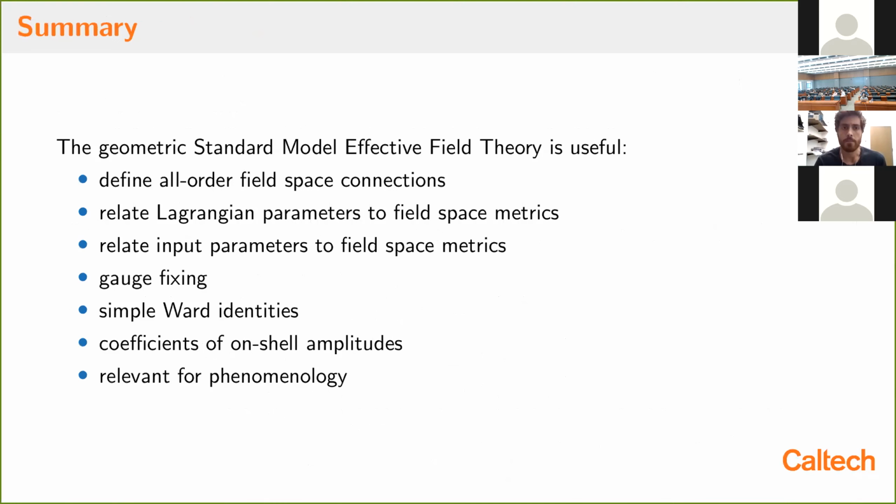So with that, I'll just summarize briefly some advantages of thinking in terms of this geometric field space. First of all, we can define the metric and other connections to all orders in the EFT expansion. We can relate all of the Lagrangian parameters using the field space metrics. The same is true for the input parameters. I didn't discuss it here, but I've discussed it in previous HEFT conferences that this geometry also enters in gauge fixing. And if you gauge fix that way, you end up with very simple Ward identities using the background field method.